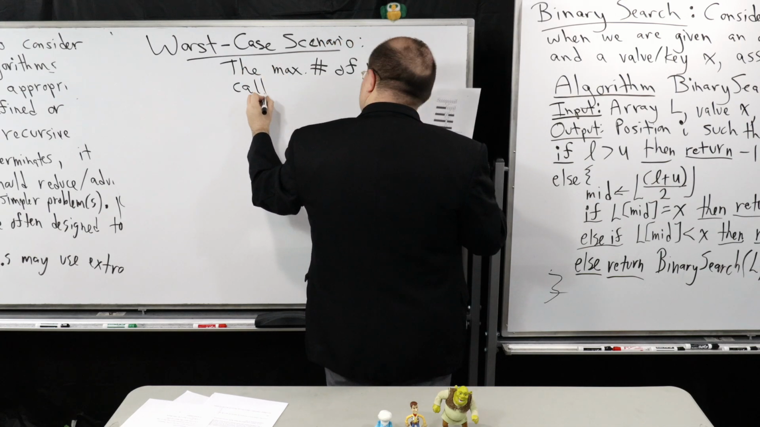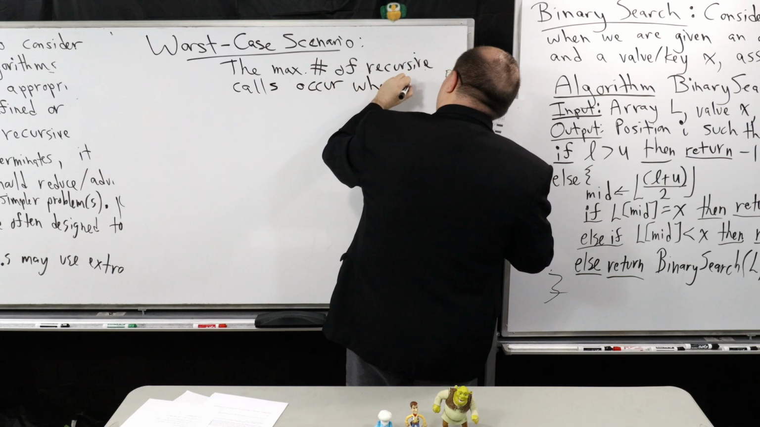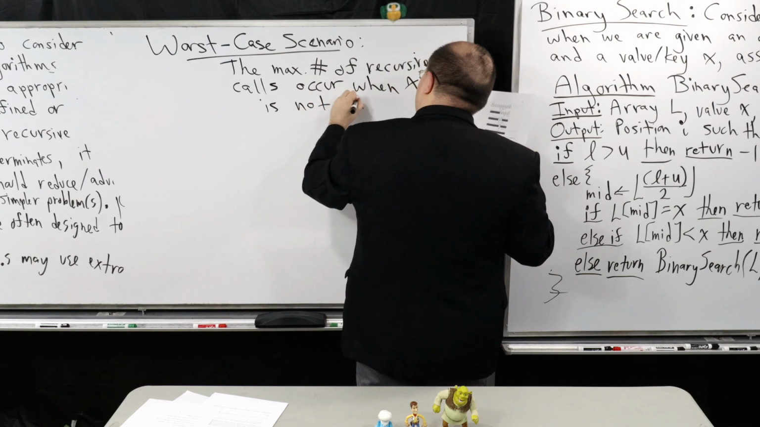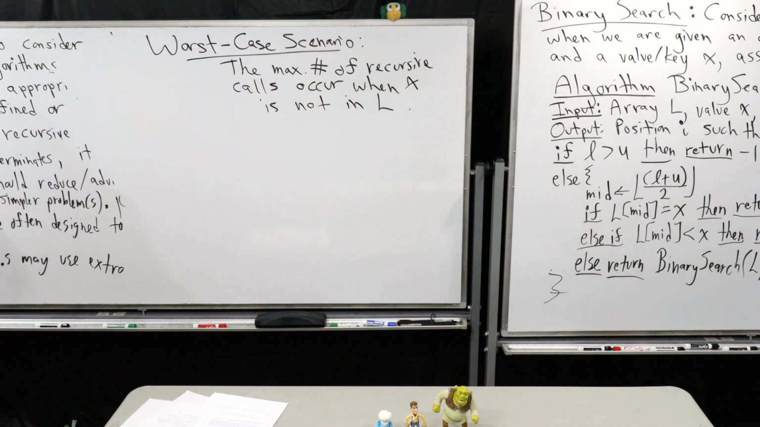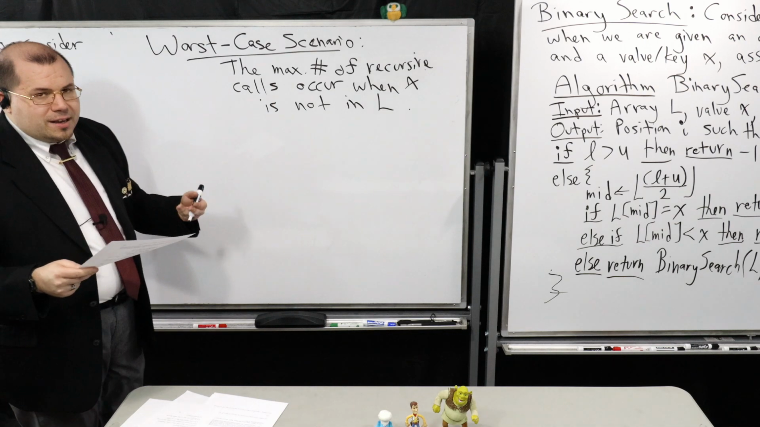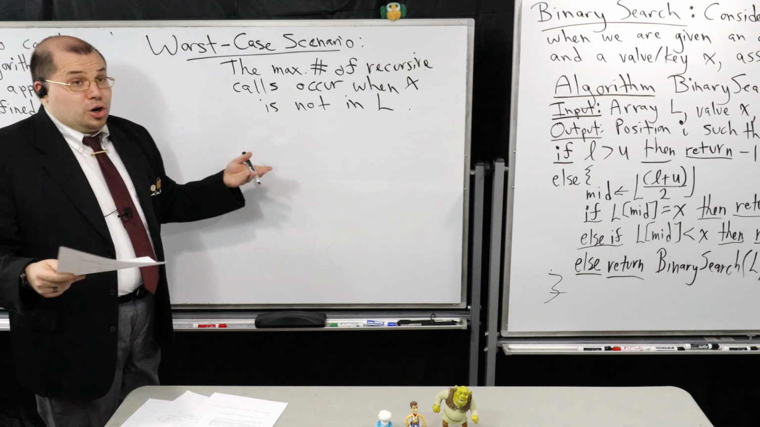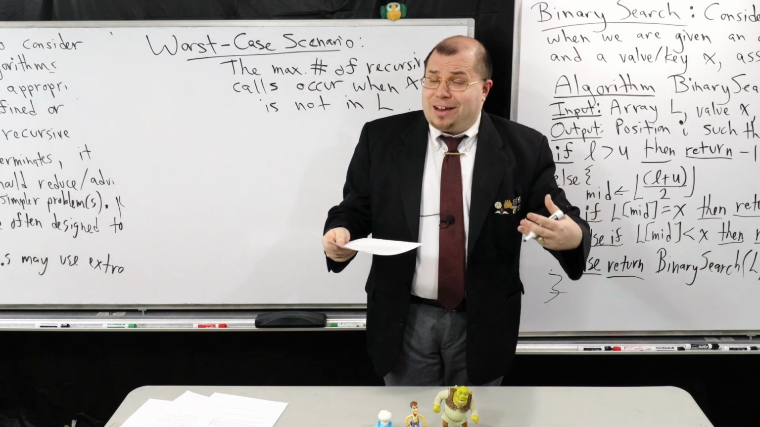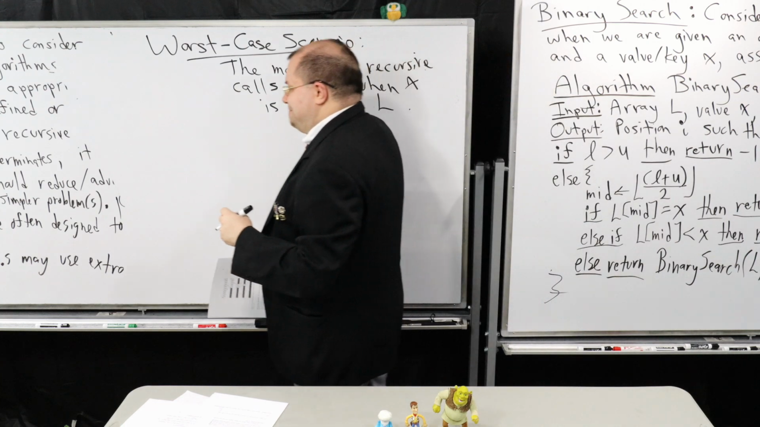Recursive calls occur when X is not in L. Perfect. So now we got to determine the time complexity, right? We got to count operations like we were doing before. But now we have recursion here. Now, believe it or not, the game plan that we're going to use is actually really not that much different. So that's the good news I have for you.